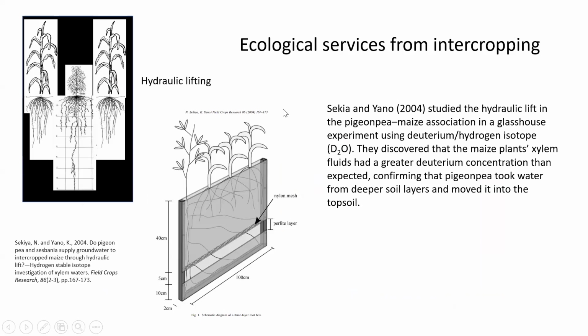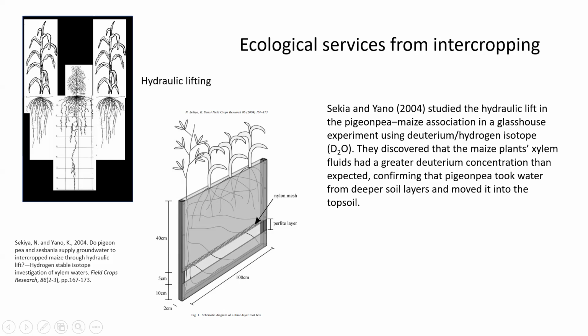Let's switch our gears to the ecological services from intercropping. The first one that I want to talk about is hydraulic lifting. And this involves growing a deep-rooted crop with a more shallow-rooted crop.